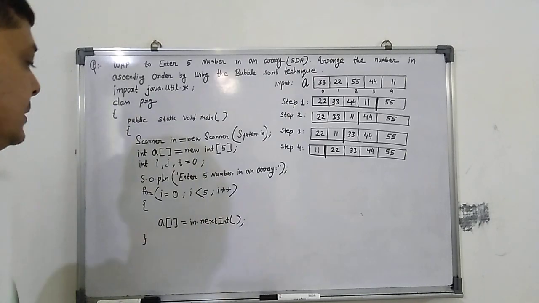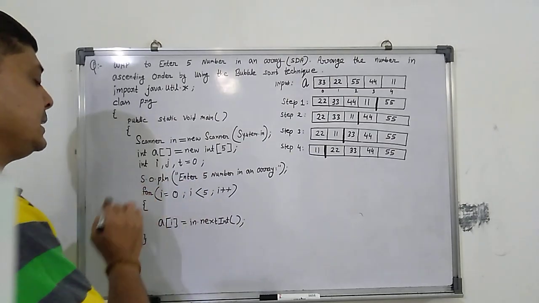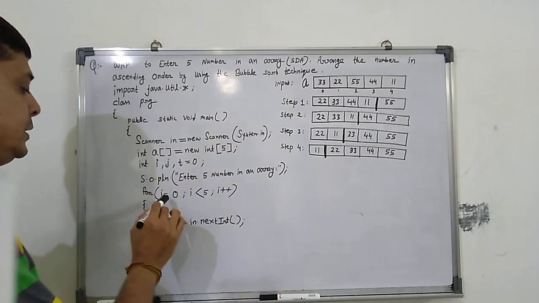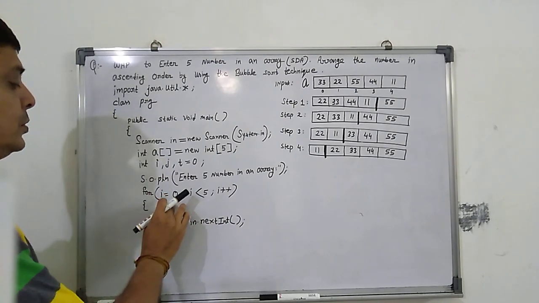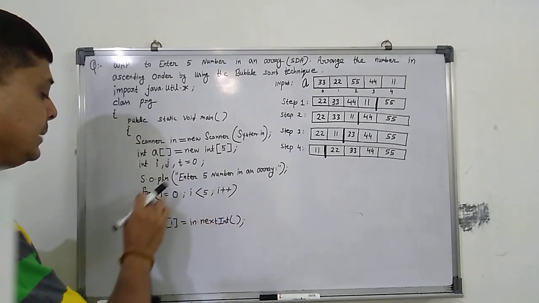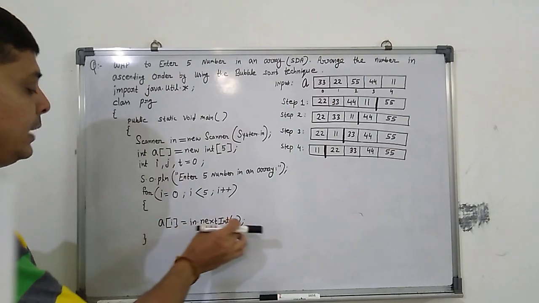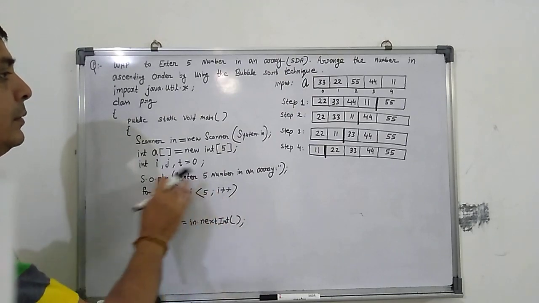Now enter the first 5 numbers. So enter 5 numbers in an array. This message you can display. Now you can start the loop, 0 to 5. Array always starts at position 0, so the 5 values are stored up to 4. So i is equal to 0, i less than 5. This way it will be stored. First, array 0, in that place the value is stored. Now array 1. This way 5 numbers will be stored.